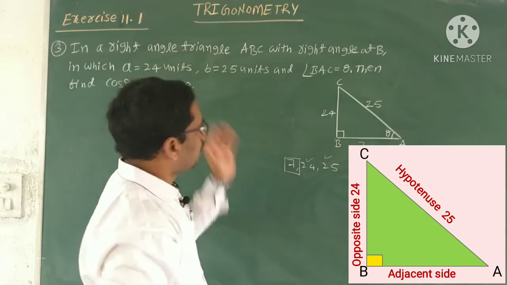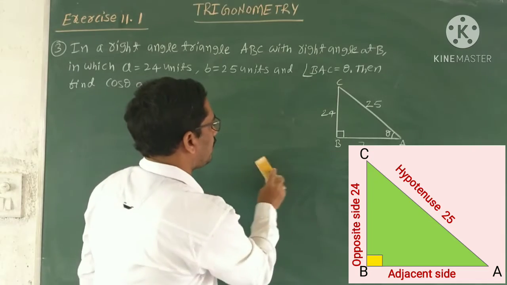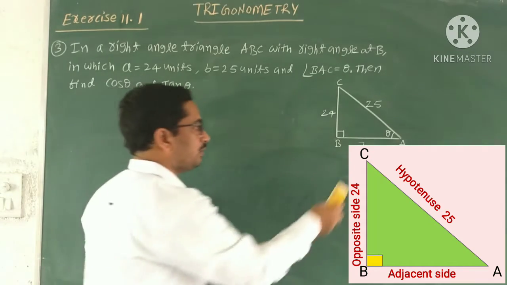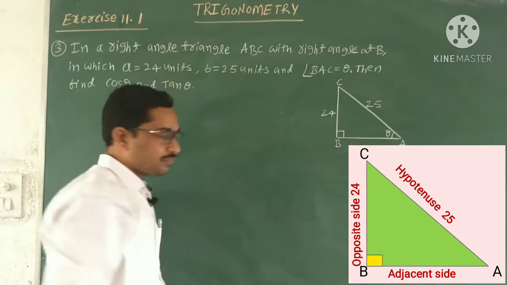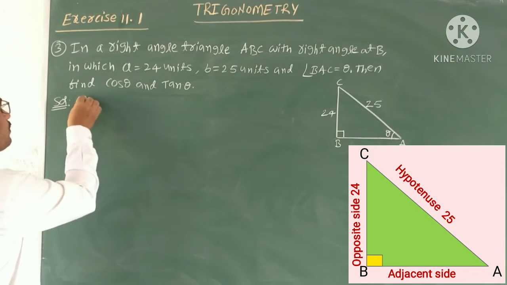But this is a 2 marks question or 1 mark question. So we have to find out the value of the length AB. See how to find out the length of AB first. See the solution.